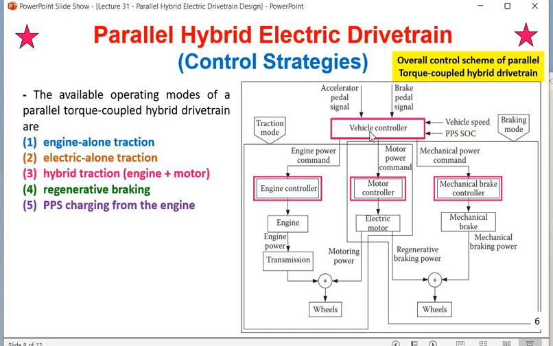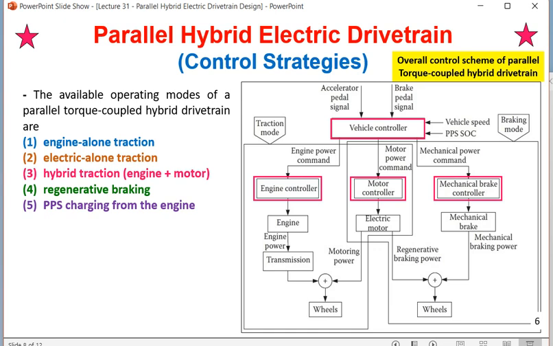So you are finding here this is the accelerator pedal signal, this is a brake pedal signal. So these two are the input signals. Left side is traction mode, right side is braking mode. So left side traction mode means you are taking the vehicle forward, and right side is braking mode. So I told you that there are two types of braking, electrical braking and mechanical braking. Electrical braking generates some kind of regenerative energy. Mechanical braking is all loss.